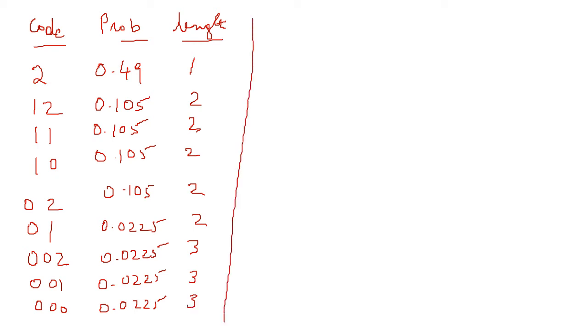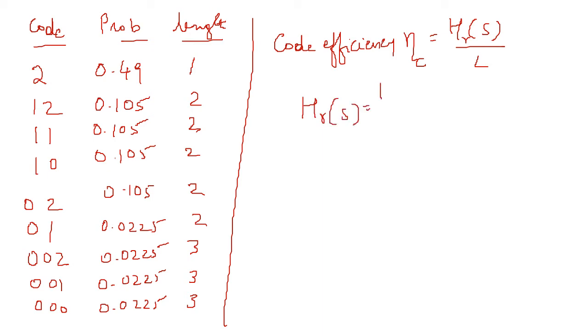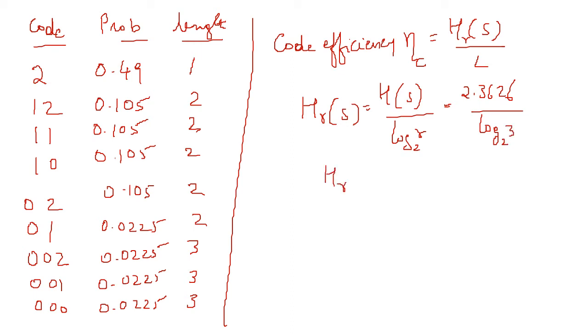Next is finding the code efficiency. We know that code efficiency is given by the formula eta c is equal to H of S divided by L. This is the general case. Now for the ternary code, we'll write it as H r of S, where H r of S is nothing but H of S, that is entropy, divided by log to the base 2 of r. H of S we have got as 2.3626, and r is equal to 3 for the ternary code. So log to the base 2 of 3. After substitution, we get H r of S is equal to 1.49 trinits per symbol. So this will be your entropy.